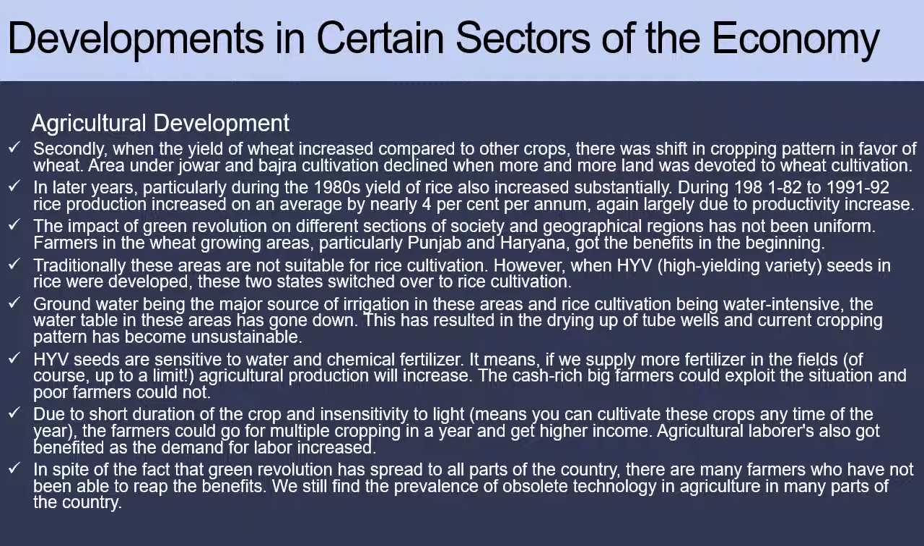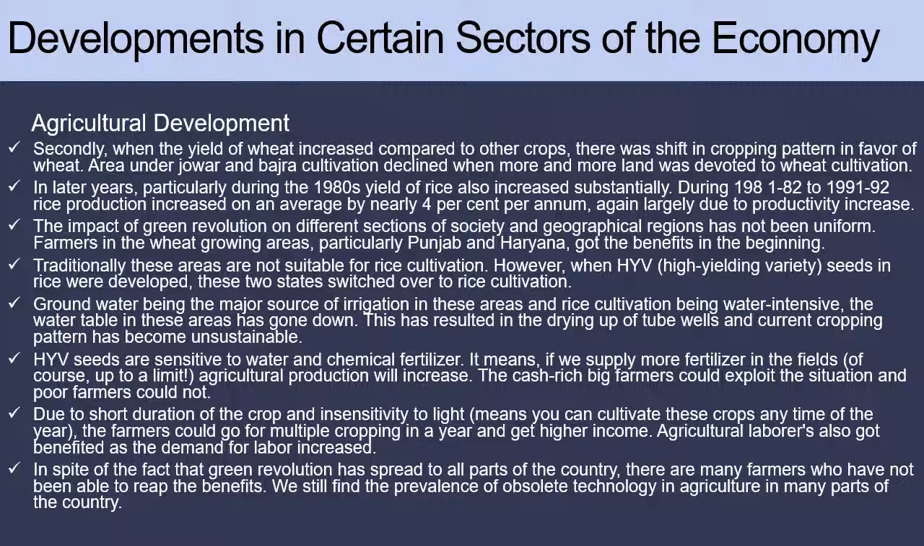HYV seeds are sensitive to water and chemical fertilizer. It means if we supply more fertilizer in the fields, of course up to a limit, agricultural production will increase. The cash-rich big farmers could exploit the situation and poor farmers could not. Due to short duration of the crop and insensitivity to light, means you can cultivate these crops any time of the year, the farmers could go for multiple cropping in a year and get higher income. Agricultural laborers also got benefited as the demand for labor increased.